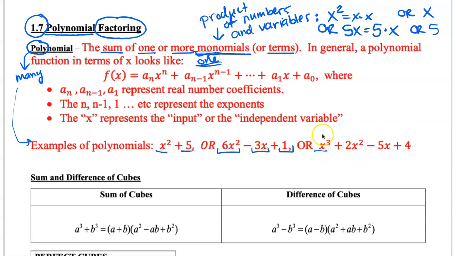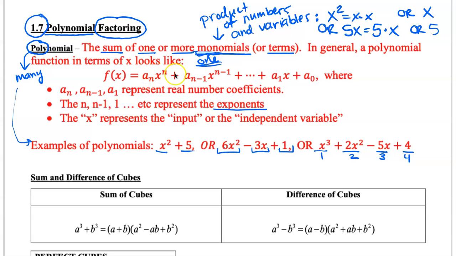x cubed, which is my first term, plus, right, that's the sum, 2x squared is my second term, minus, you can think of that as adding a negative, so it's still a sum, 5 times x, and then plus 4. So each of these single things, 1, 2, 3, 4, each of those are monomials, and then when you add and subtract them to each other, that makes a polynomial. Now a polynomial could have exponents that go higher than 2.